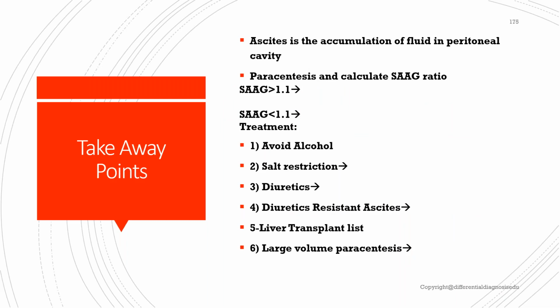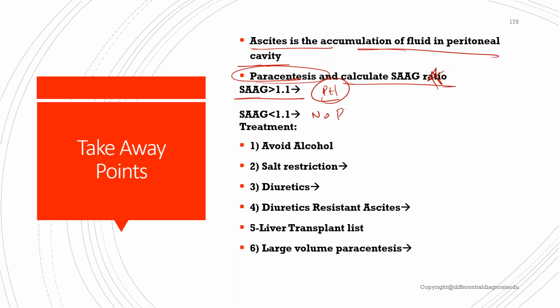What are the takeaway points? Ascites is the accumulation of fluid in the peritoneal cavity. The number one test you will consider in a patient with ascites is paracentesis, and you will calculate the SAG gradient. It's not a ratio, it's a gradient. If it is greater than 1.1, it means the patient has portal hypertension. If it is less than 1.1, no portal hypertension.